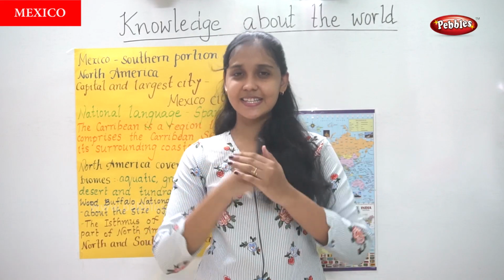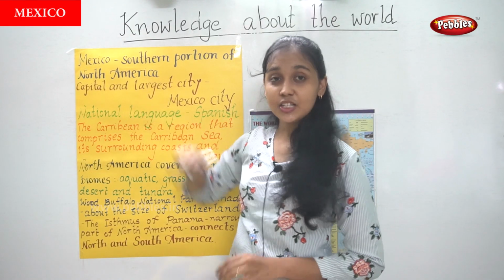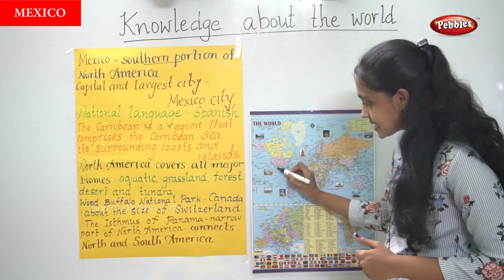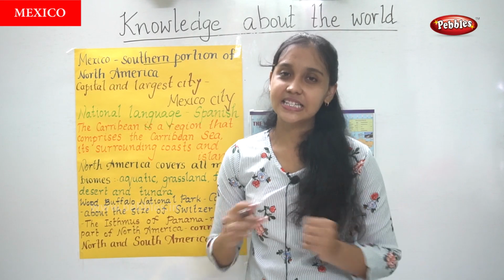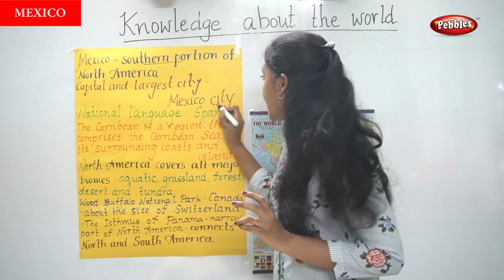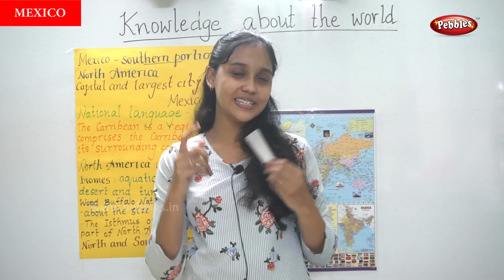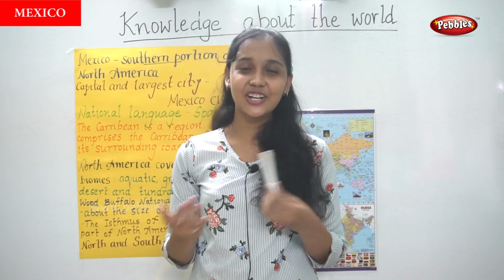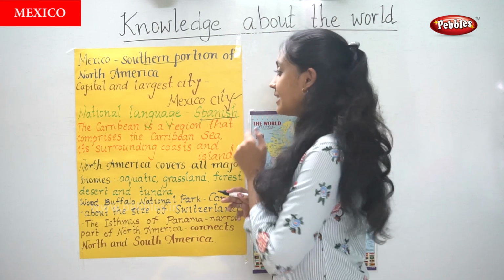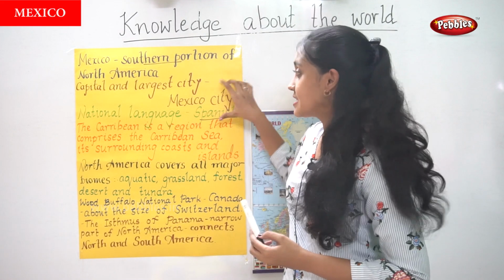So now moving on to the southern part of North America. What do we have here? We have Mexico. Mexico forms the southern portion of North America. What can we learn about this country? The capital as well as the largest city is Mexico City. It is not only the capital, it is also the largest city in Mexico. This will be quite easy for you to remember because the name of the capital and the country is the same. Then the national language here is Spanish. So unlike in the United States, here the national language is Spanish. So that is about Mexico.